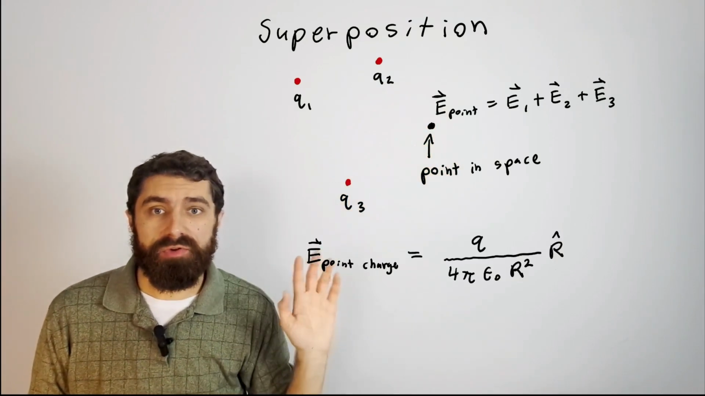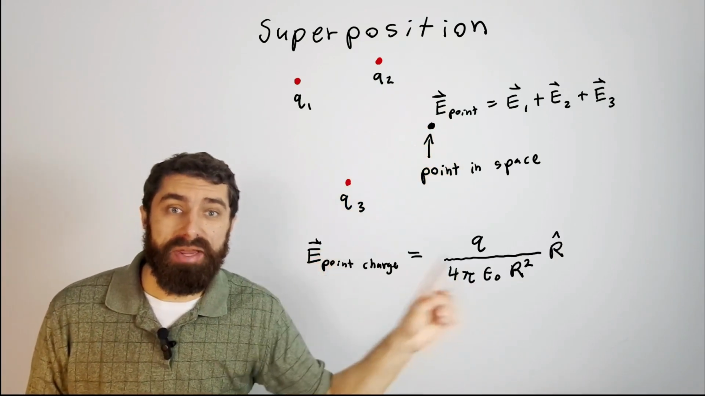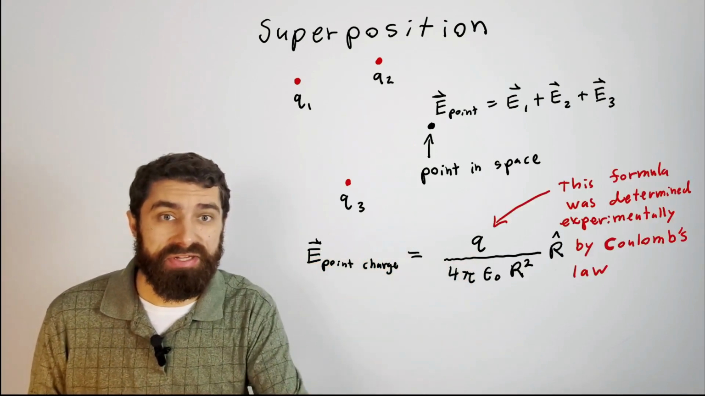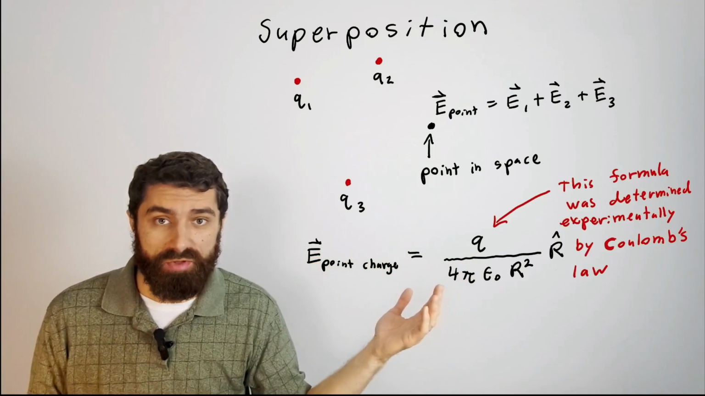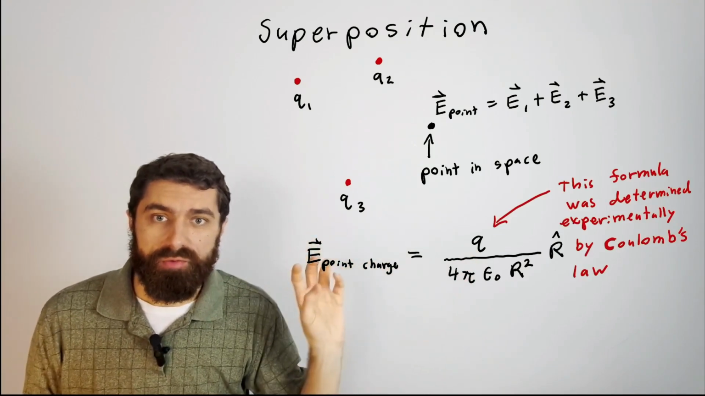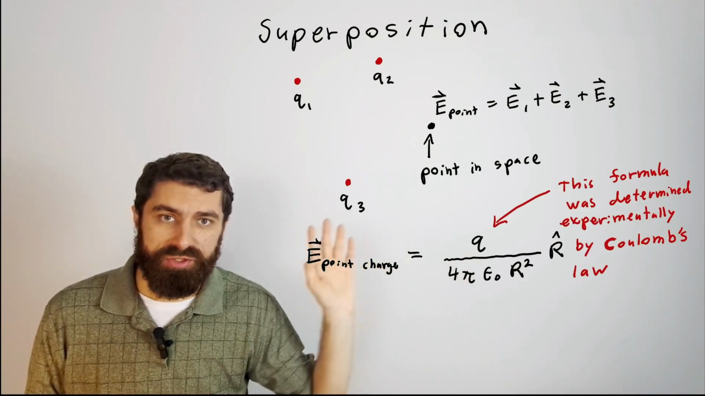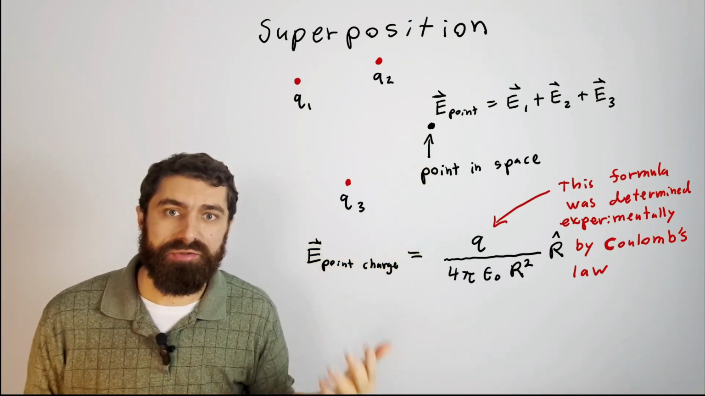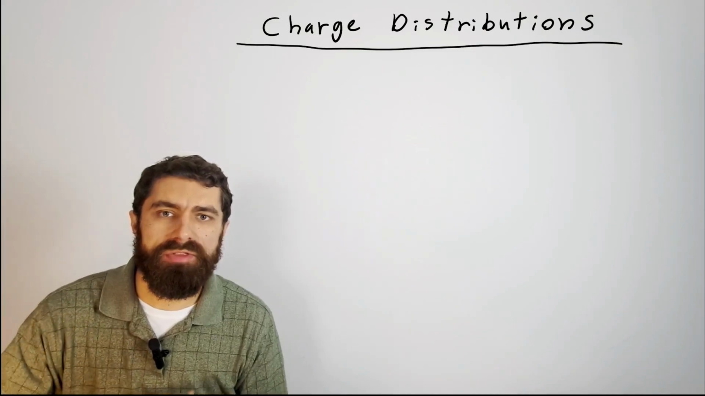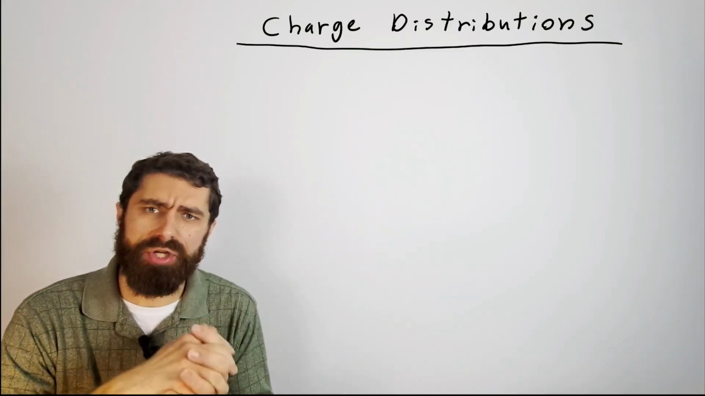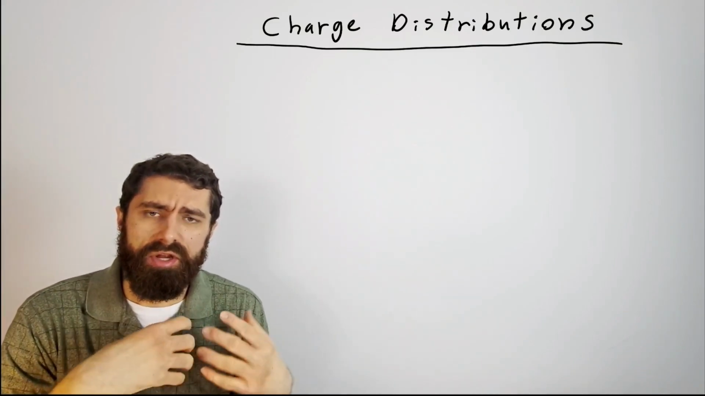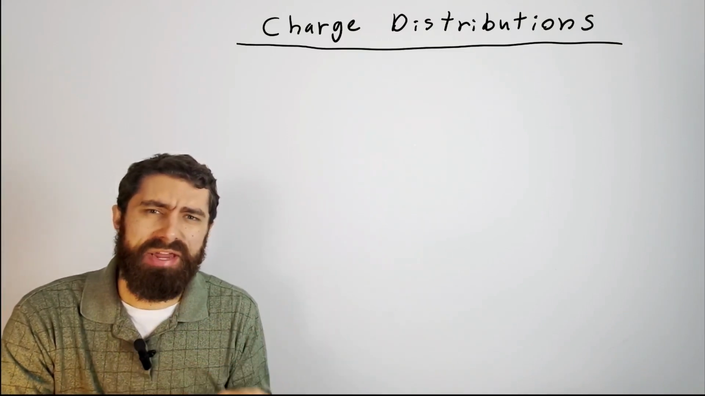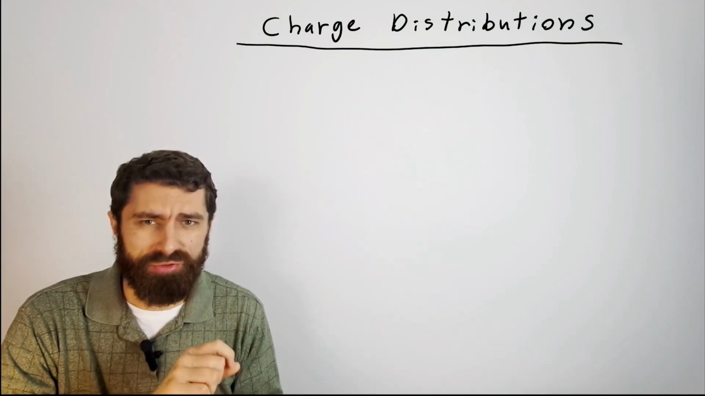The electric field from each point charge is given by this, and this was derived experimentally through Coulomb's law. So this is how, in general, you determine the electric field at any point in an electrostatics problem. One thing that we can do is take that general approach and generalize it with the concept of a charge distribution.